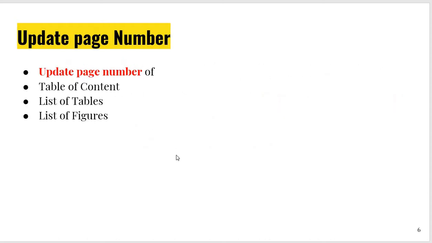When you do all this, you should remember that obviously your page numbers have changed. When you take that chapter to the next one, update page number. This is very important. You will update page number in three places: in table of content, in list of tables, and in list of figures.